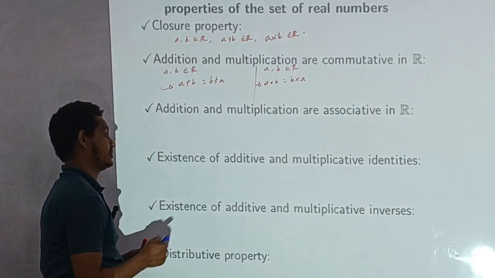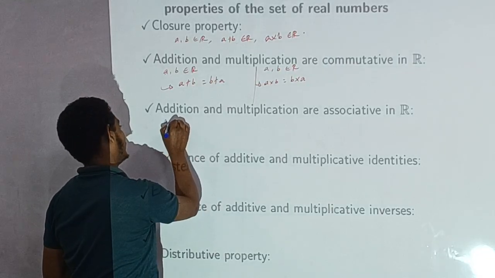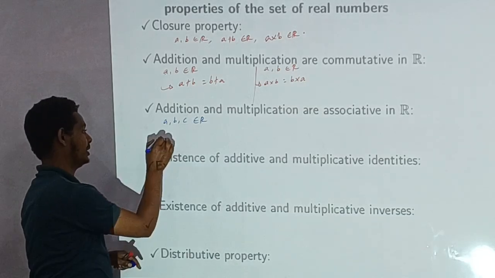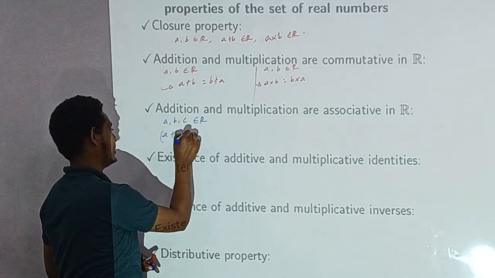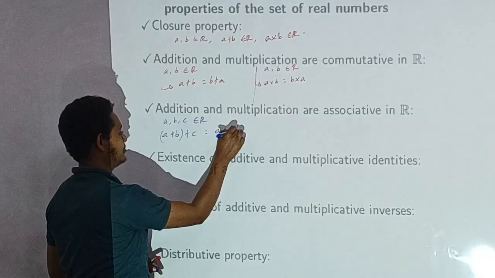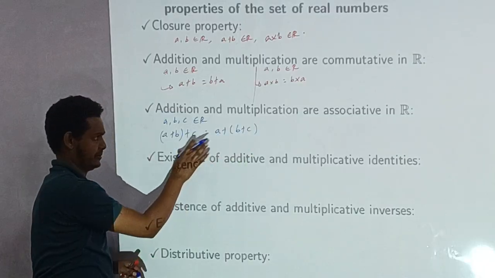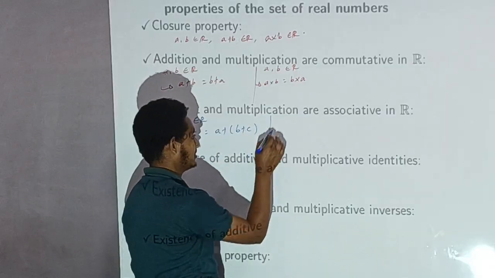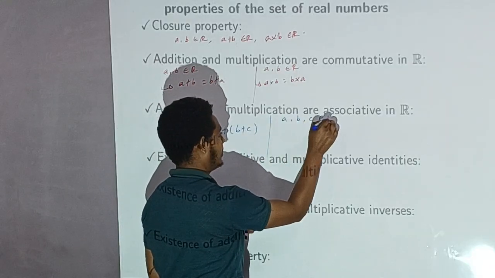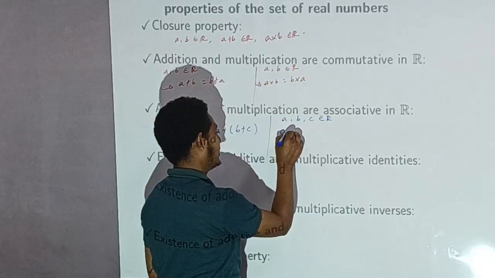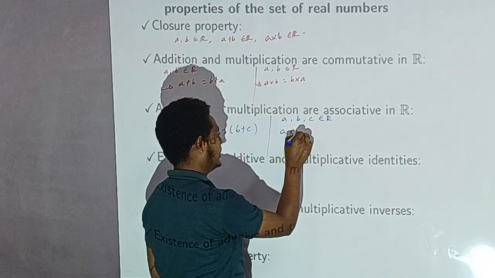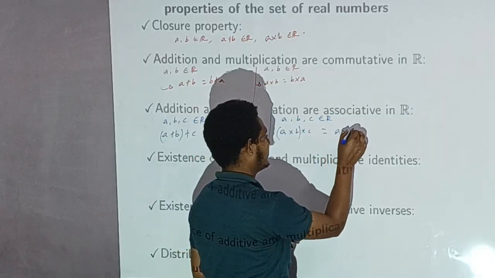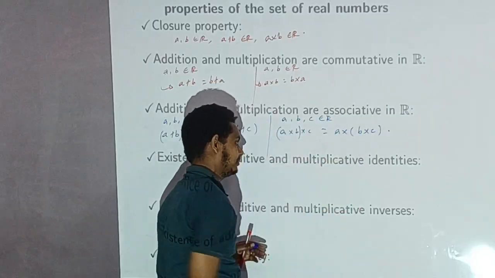in real numbers. Associative means that a, b and c are elements of the real numbers. If a, b and c are real numbers, then a plus b plus c, grouped either way, gives the same result. Since addition is associative on real numbers, and if a, b and c are elements of the real numbers, then a times b times c equals a times b times c, grouped either way. That's easy.